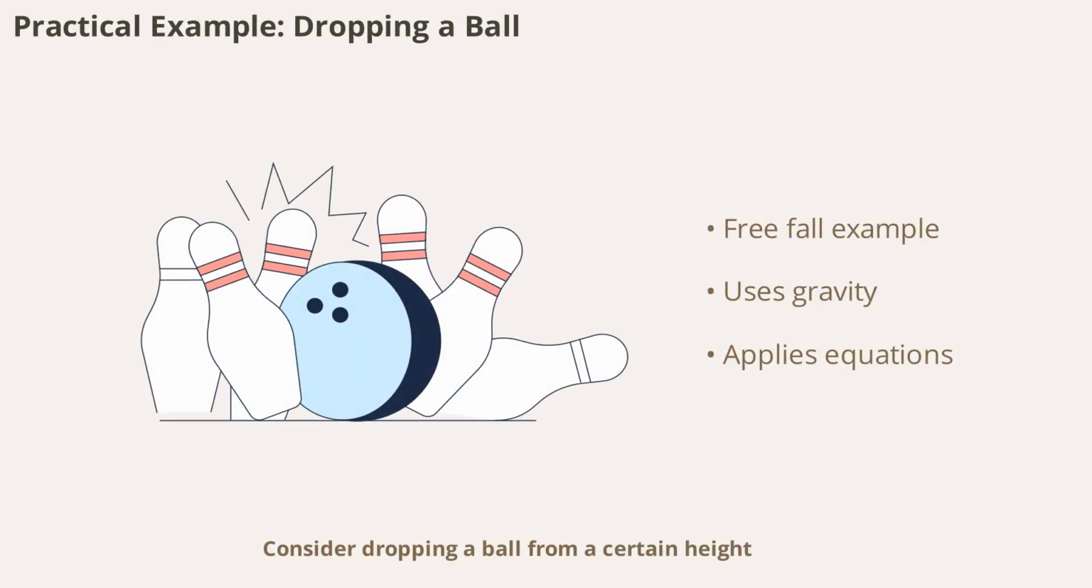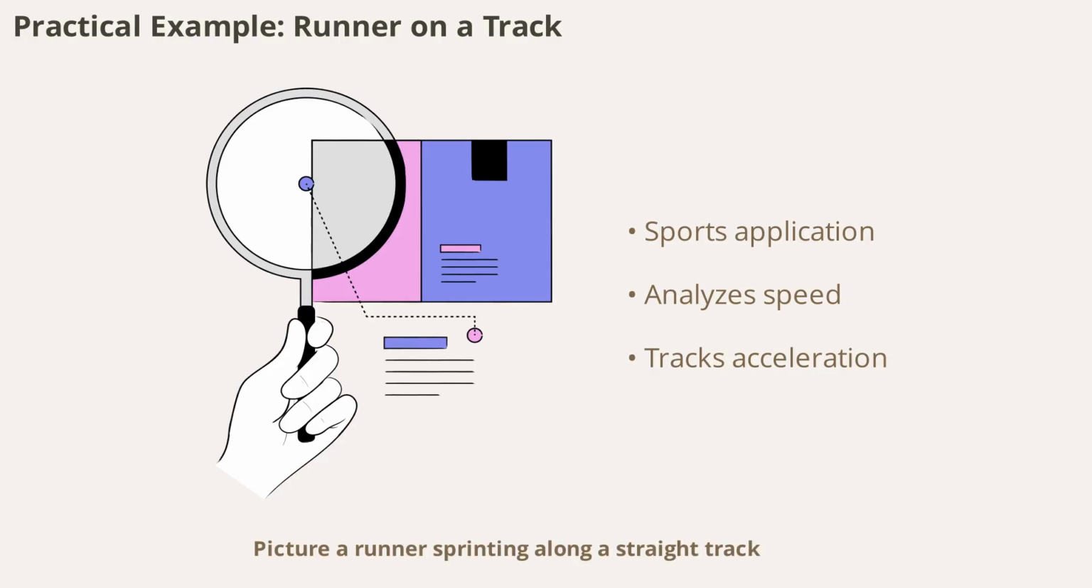Consider dropping a ball from a certain height. The ball accelerates downward due to gravity, and its motion can be analyzed using the equations for free fall. By measuring how far it falls over time, we can calculate its velocity and acceleration at any point during the drop. Picture a runner sprinting along a straight track.